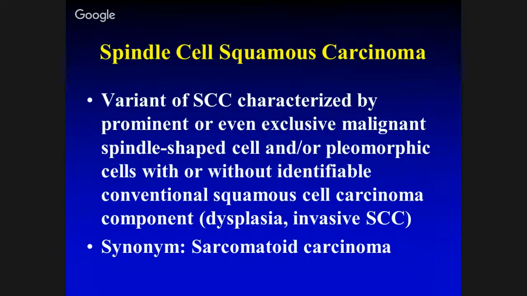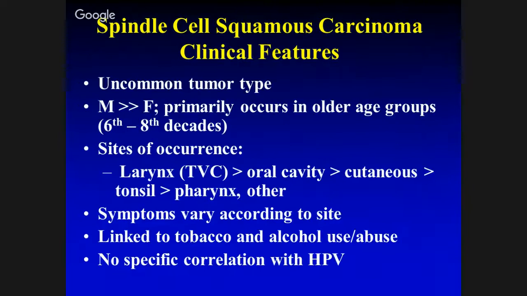Spindle carcinoma. This is a variant of squamous cancer where not infrequently you won't find the squamous component, but it's a superficial lesion with a malignant spindle and pleomorphic cell population, and the variant is sarcomatoid carcinoma. The older men, typically, larynx is the most common site, particularly the true vocal cord. That has been linked to tobacco, but not to HPV, although there are reports of spindle cancers that are P16 positive.